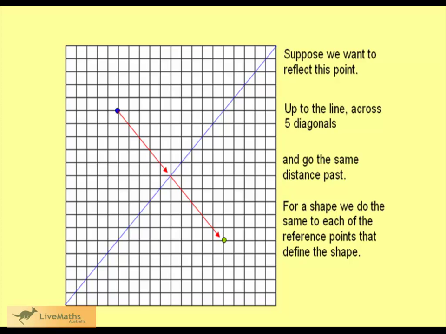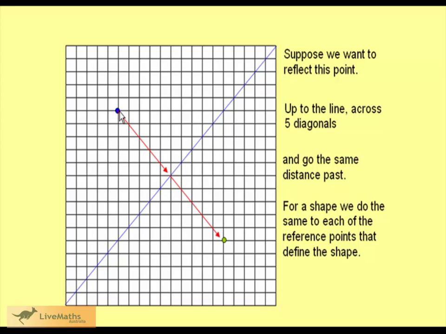For a shape, we do the same to each of the reference points that define the shape. Note that this is exactly what happens when you look in a mirror. If this is you, your image appears to be the same distance beyond the mirror as you are in front. Therefore we go 5 diagonals up and 5 across.